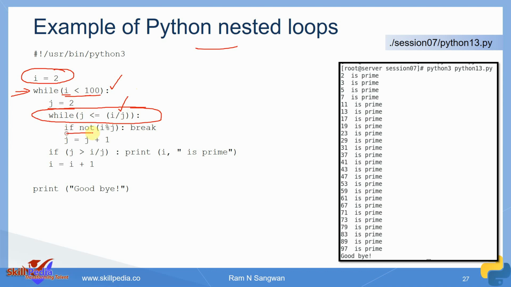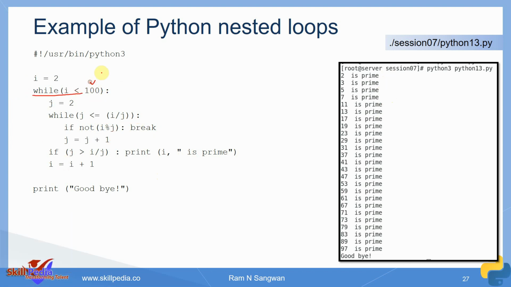You can take it as half of a number. And we are checking: if the remainder is zero, then break it. Else increase it, go to the next number. So execute it. If this crosses the half of the number, then it is a prime. And 2 is prime, 3 is prime. This is the output you will get in this program. So it is checking all the prime numbers between 2 to 100. This is the nested loop, a very good example of nested loop.